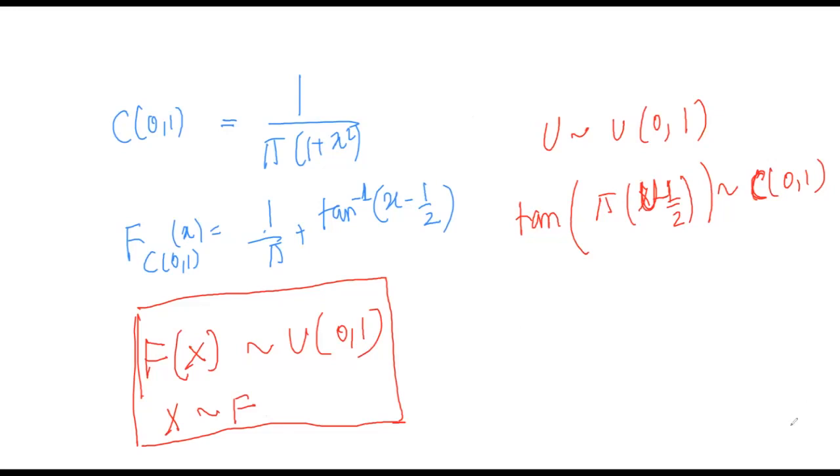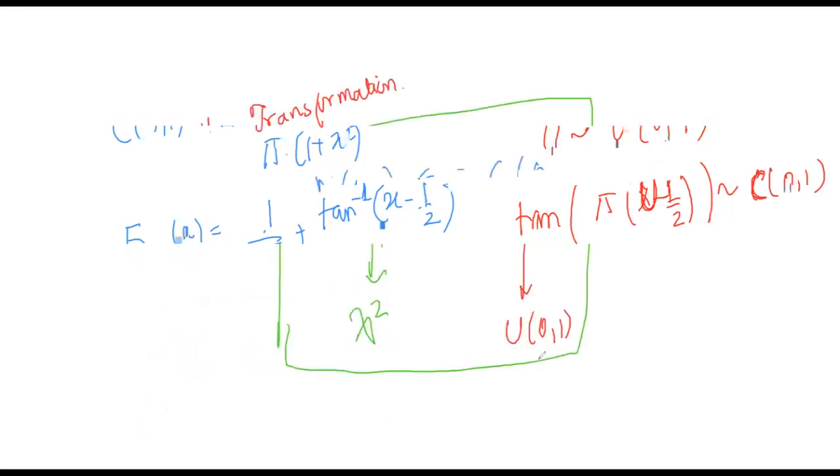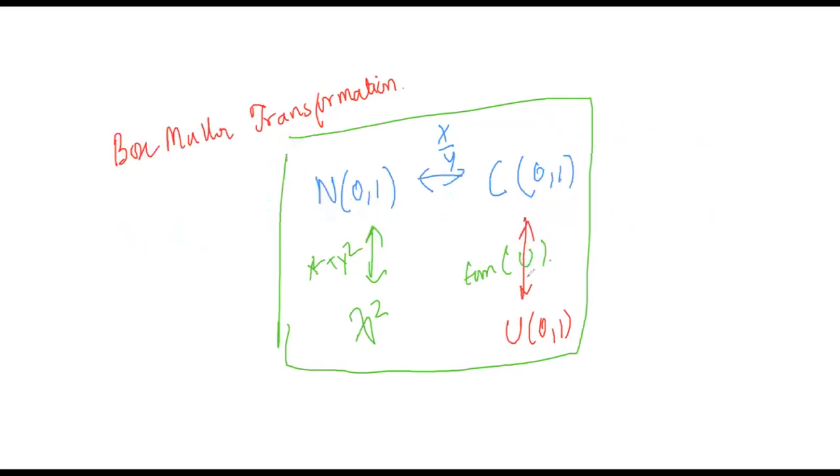As I have told, we have got the relationship between normal and Cauchy, through y by x. We have got the relationship between normal and chi square, through x square plus y square. And we have got the relationship between Cauchy and uniform, tan of uniform follows Cauchy. So this is the basic relationship between all these random variables. Fine, very good.